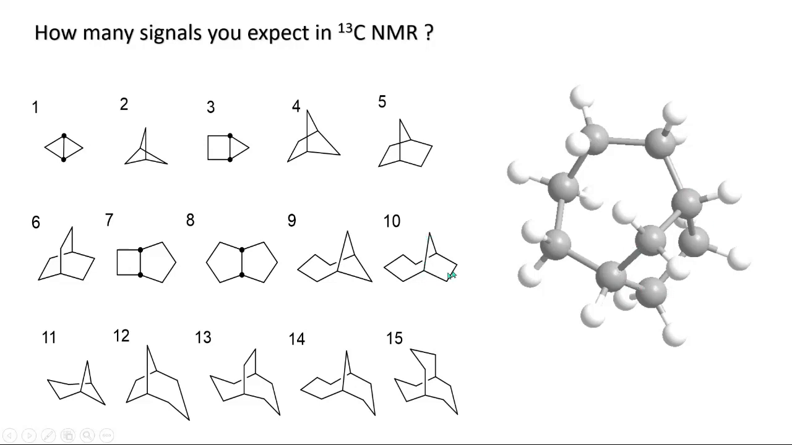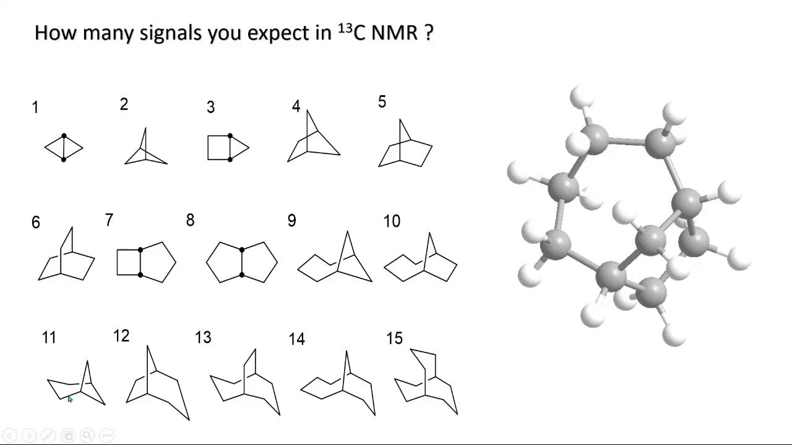This is a 5-membered ring. And 1, 2, 3, 4, 5, 6. This is a 6-membered ring. So there is a plane of symmetry bisecting like this. So we will calculate now 1, 2, 3, 4, 5. This will also have 5 signals.